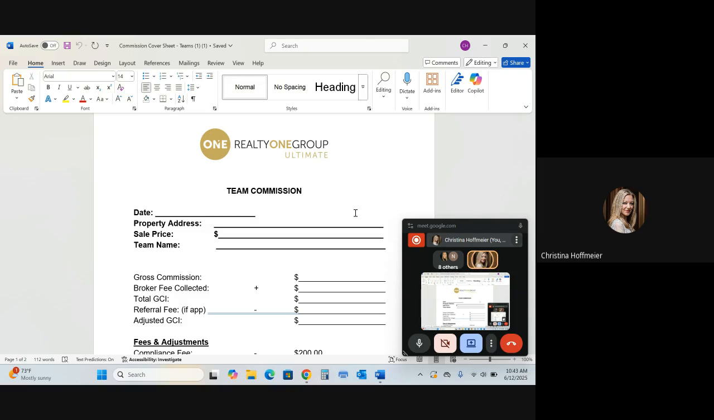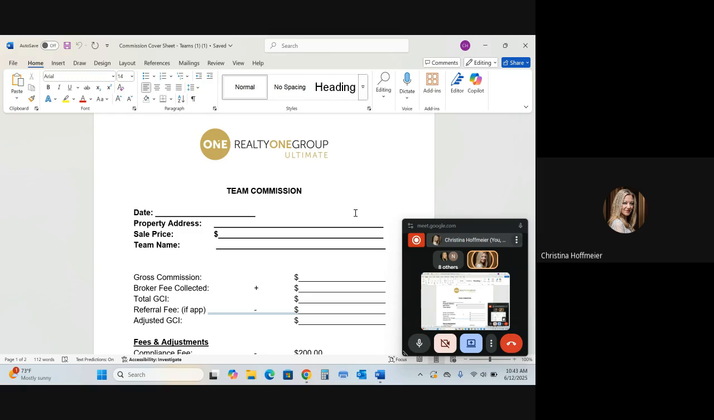But if you are a team, the team principal would be the one to fill this in. The team principal should always be filling out the commission. If you have team members under you, we don't want your team members filling out commission statements. We want only the team principal to fill it out, because when team members get involved, a lot of times they don't understand who gets paid what, and then it gets screwed up.